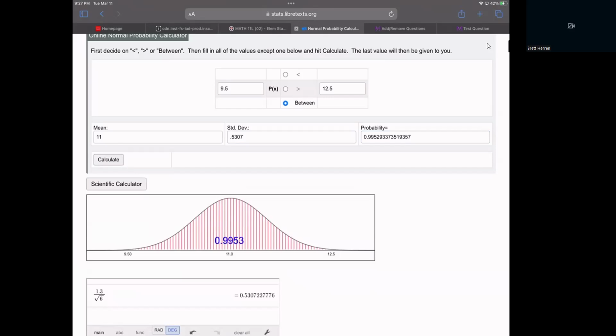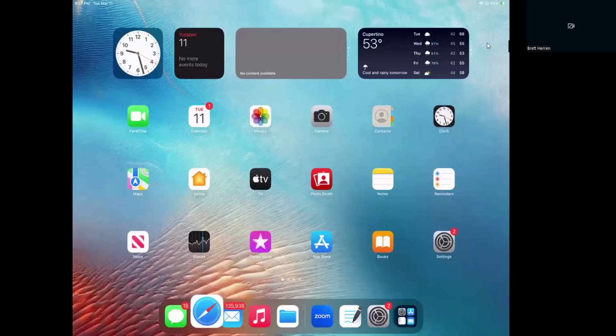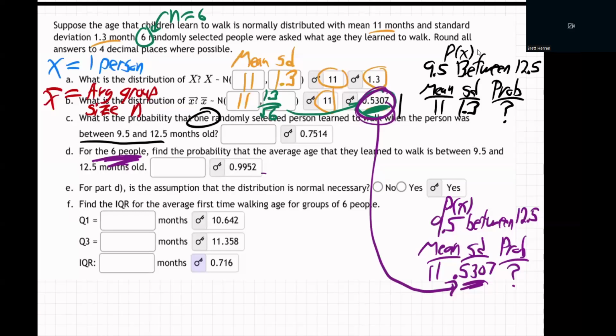There, 0.9953. 0.99529, or 0.9953, it would take either one. There we go for that answer.